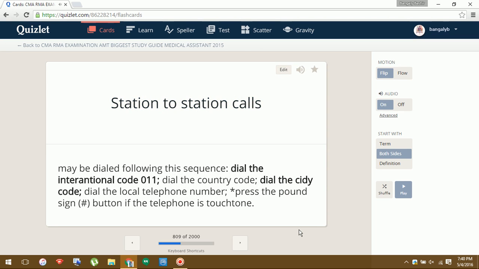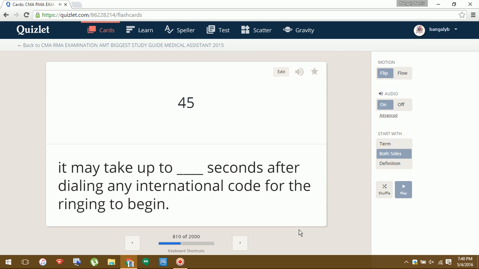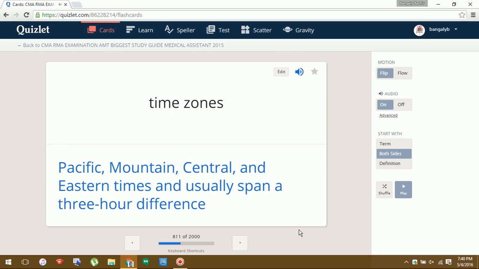Station-to-station calls may be dialed following the sequence: dial the international code 011, dial the country code, dial the city code, dial the local telephone number, press the pound sign button if the telephone is touch-tone. It may take up to 45 seconds after dialing any international code for the ringing to begin. Time zones. Pacific, Mountain, Central, and Eastern times usually span a 3-hour difference.